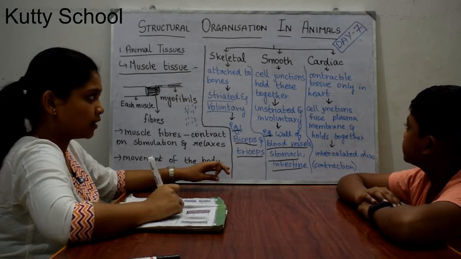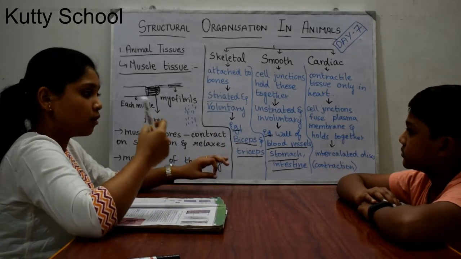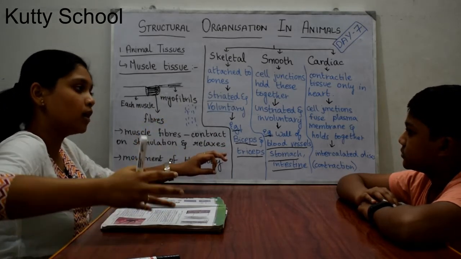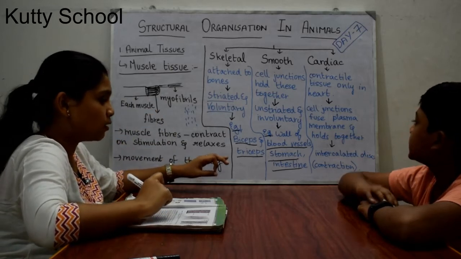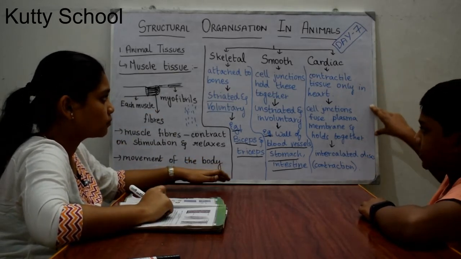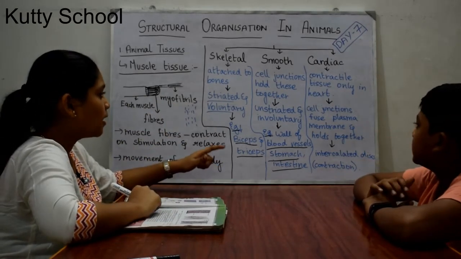Okay, it is a contractile tissue. It can contract very much. If one cell contracts in the tissue, all the cells attached to that cell will get contracted. This also we cannot control. Yeah, we cannot control it, it's involuntary, but it's striated.